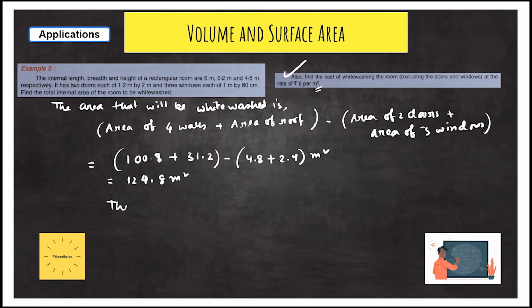So the cost will be 124.8 into 6. This is in rupees. So ultimately the rupees will be 748.80 rupees. So the cost that we need to do the whitewash of the room is rupees 748.80.